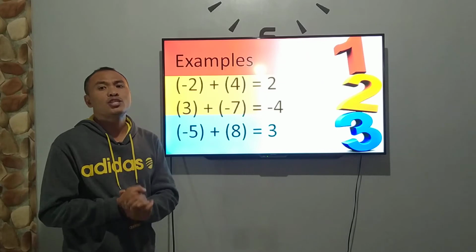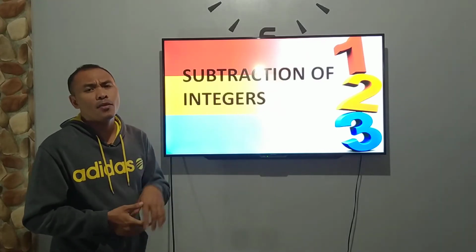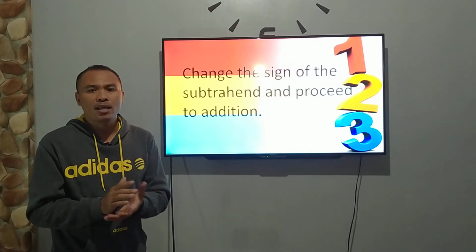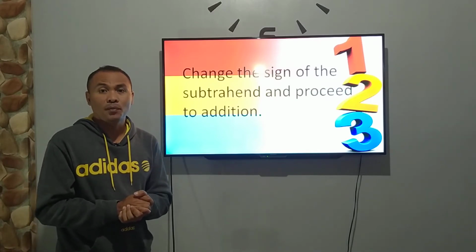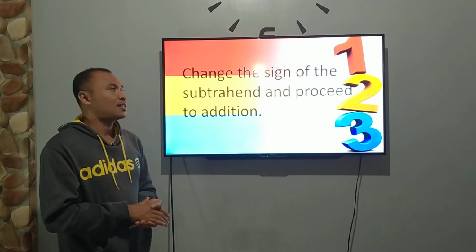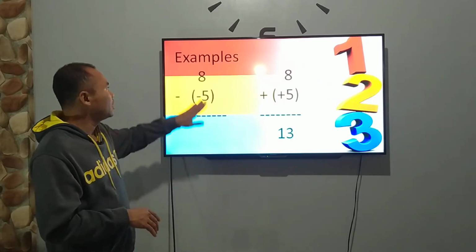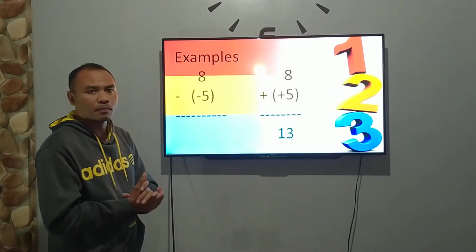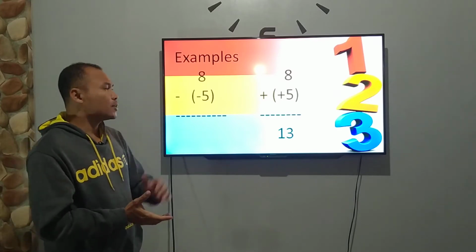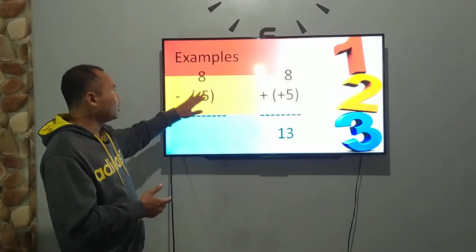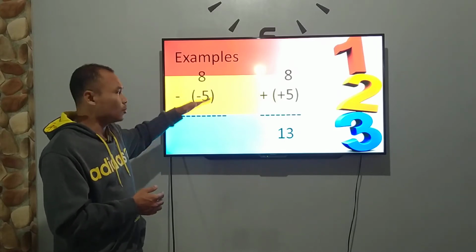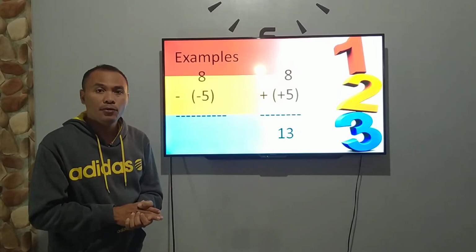Let's proceed with subtraction of integers, and there is only one rule here. Change the sign of the subtrahend and proceed to addition. Okay, and follow the rules in adding integers. Let's take a look at this. 8 minus negative 5. Sabi doon, change the sign of the subtrahend. Let us first identify the subtrahend. Ito ang subtrahend natin. Ito yung minuend. Ang sagot dito ay tinatawag natin difference.